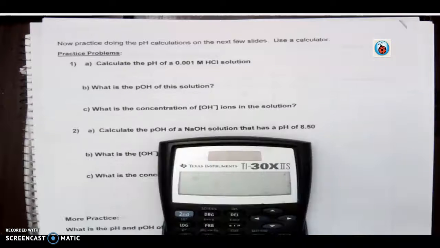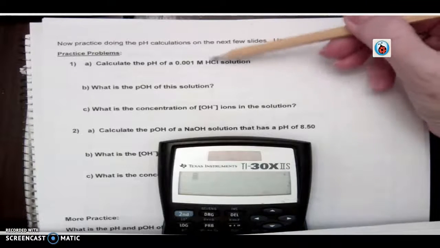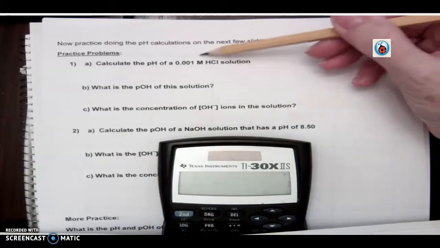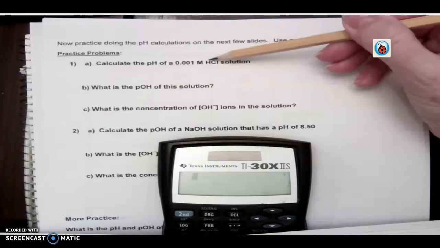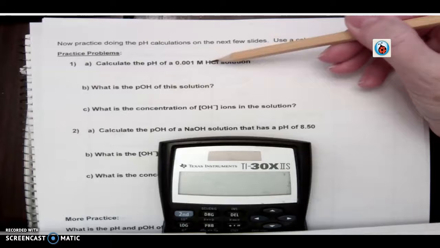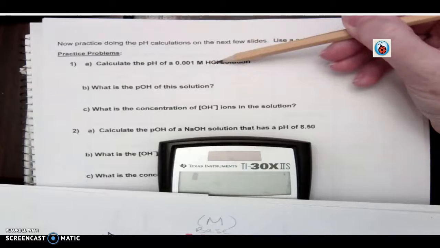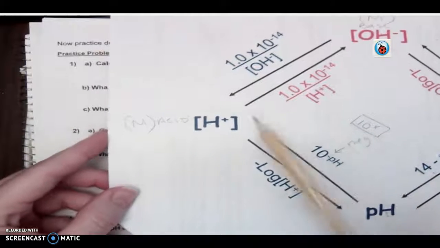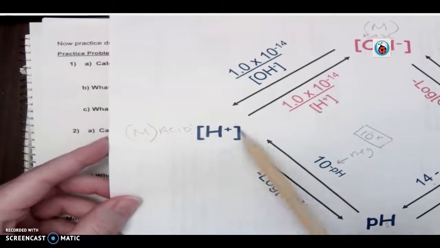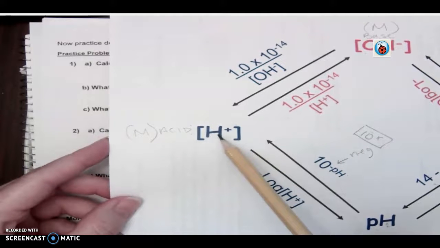It says calculate the pH of a 0.001 molar HCl solution. So the first thing we want to do is decide, is this an acid or a base? And we know it's an acid because it starts with hydrogen. We learned this in the last unit. If I know the molarity, and we've done that before as well, that's the concentration of my acid. So if I'm measuring the concentration of an acid, what am I actually measuring? I'm measuring the amount of hydrogen ions in solution.